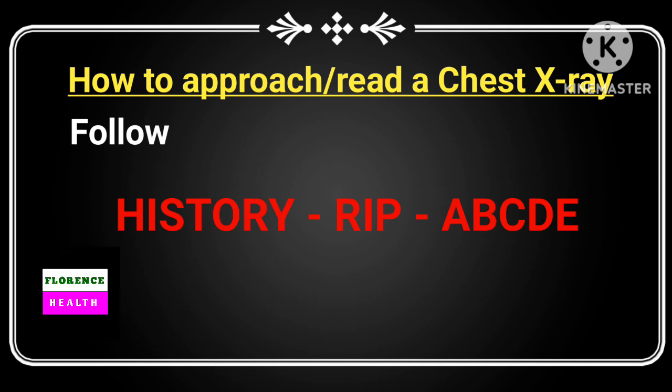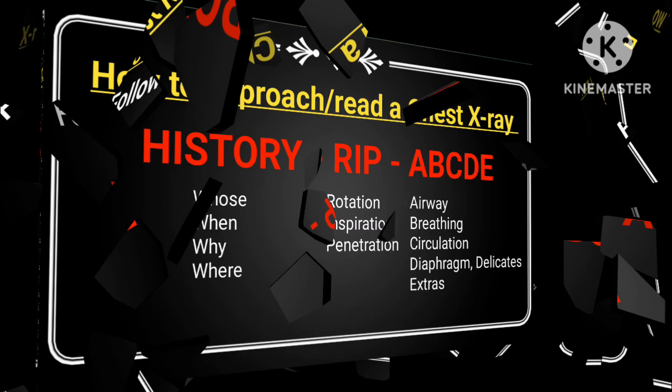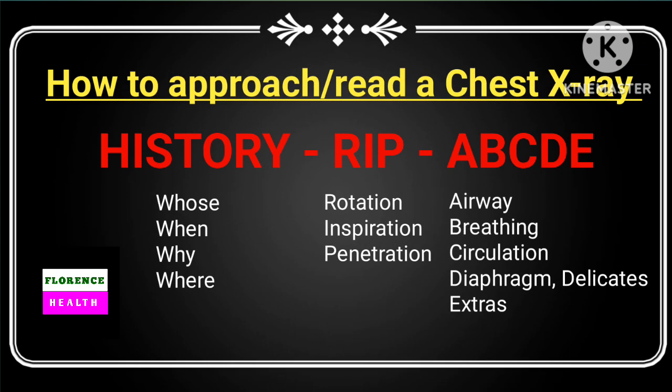History contains whose, where, when and why. Second section RIP contains rotation, inspiration and penetration. I have already discussed about history and RIP. Today we will discuss about third section, that is A, B, C, D and E.